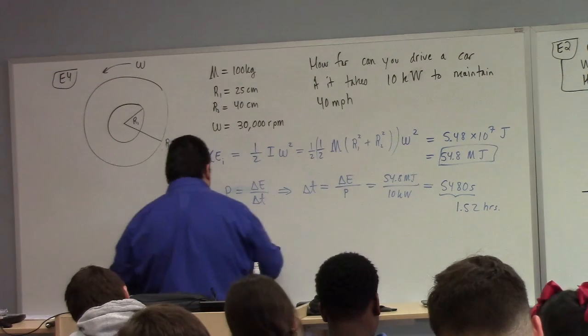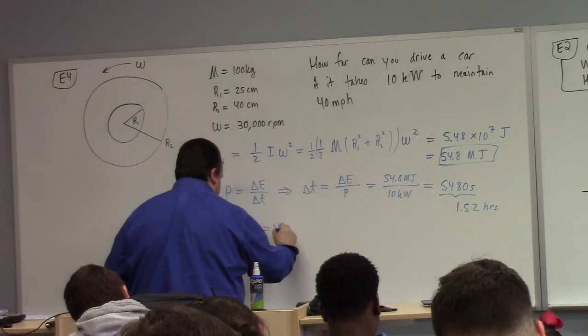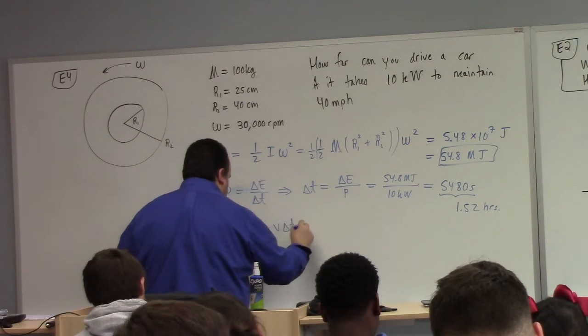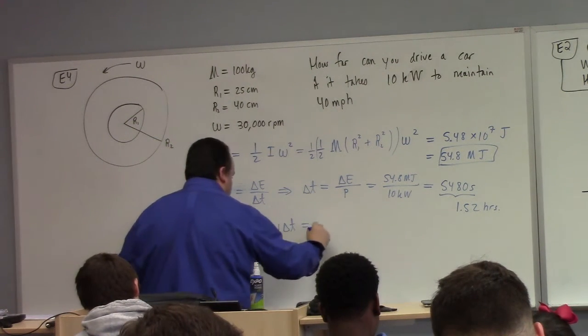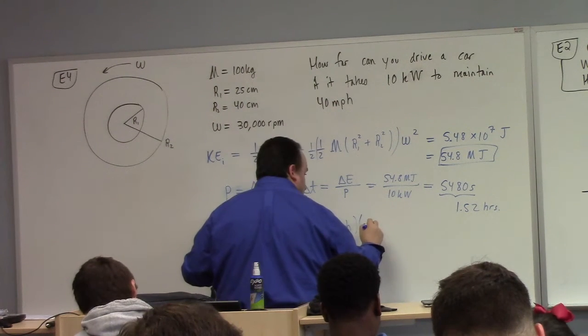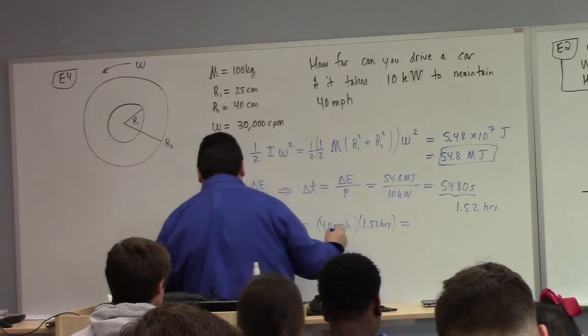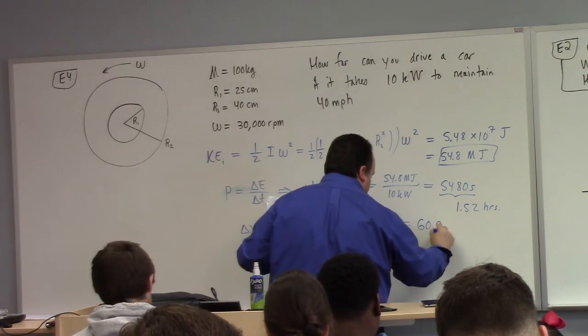So when you find the distance, the change in x is v delta t. Everything's constant here, so we just multiply things. We've got 40 miles per hour times 1.52 hours. And that gives us 60.9 miles.